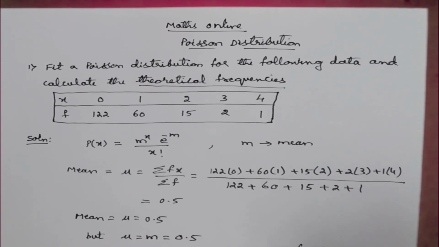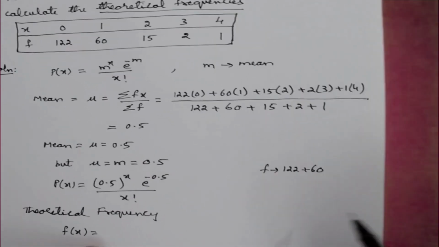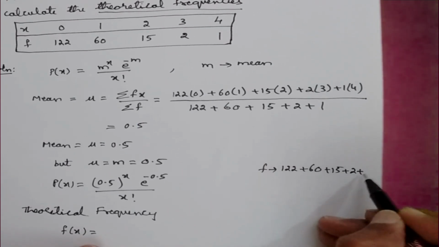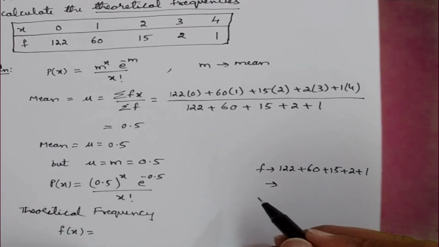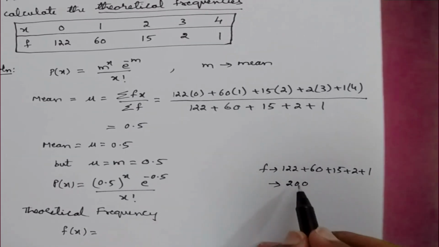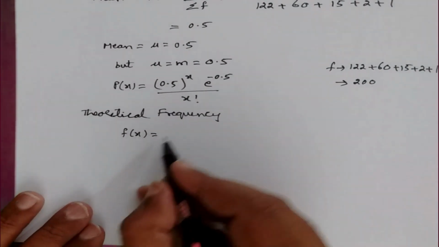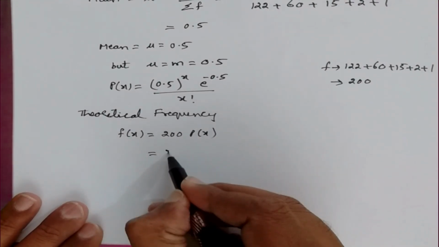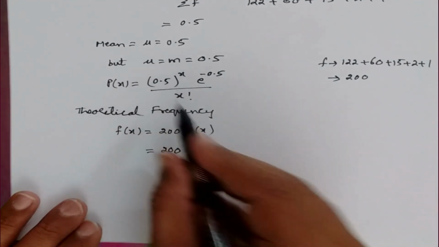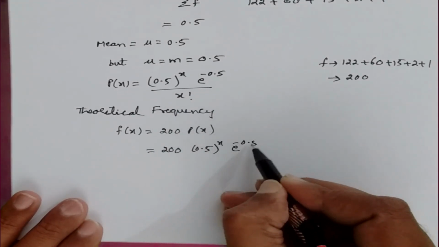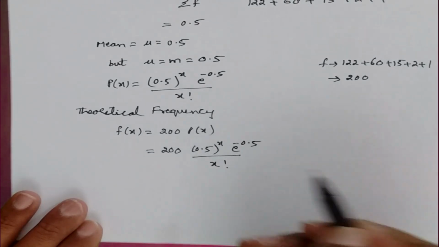So it is 122 plus 60 plus 15 plus 2 plus 1. Try to calculate its sum. Are you getting the sum to be equal to 200? So that gives you the total value. So frequency f of x will be 200 times p of x, so it is 200 times 0.5 to the power of x, e power of minus 0.5, divided by x factorial.